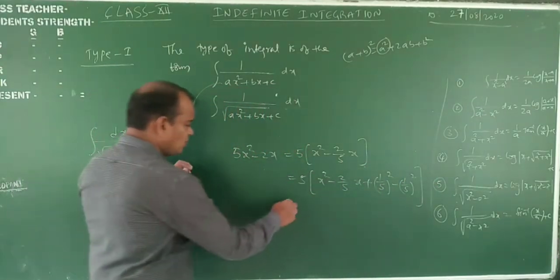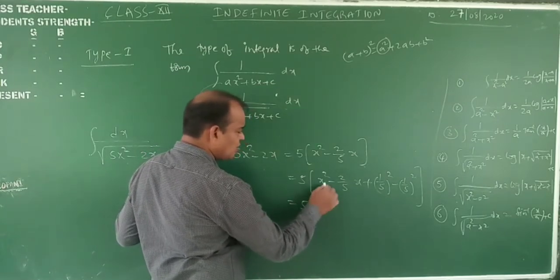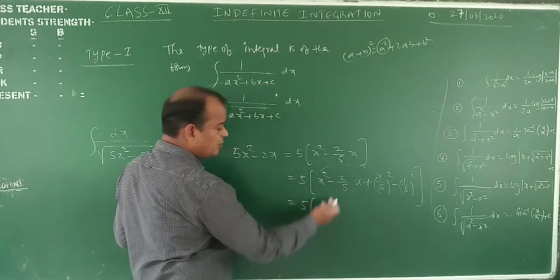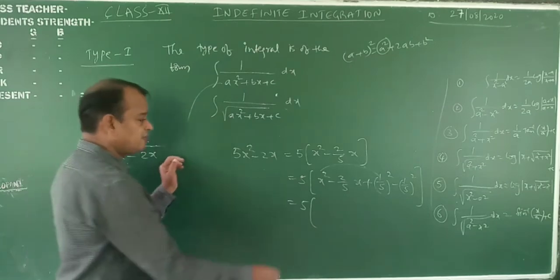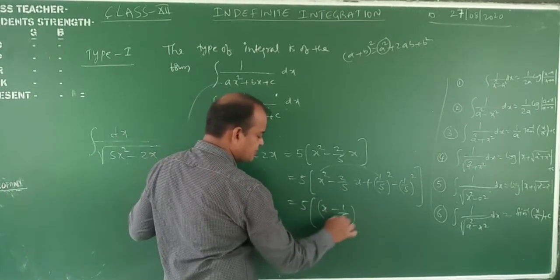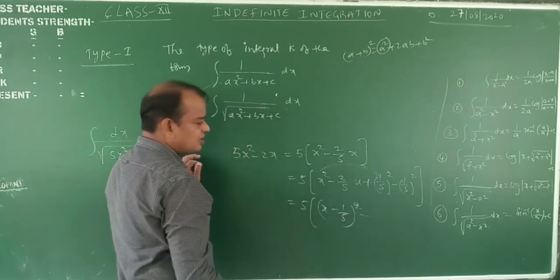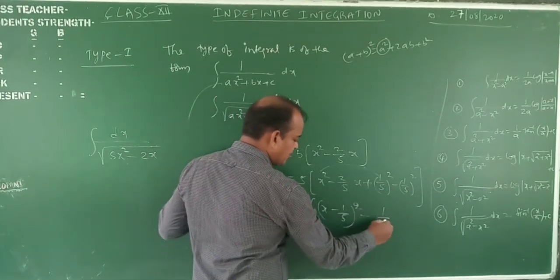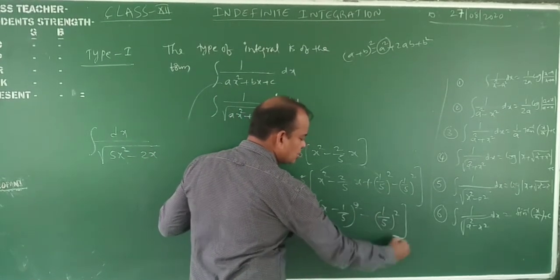Okay, now 5 into what is this? This is a square, this is b square. In between is minus, so it is the a minus b whole square formula. A value is x, b value is 1 by 5. x minus 1 by 5 whole square minus 1 by 5 whole square. Perfect square is there, don't write one.